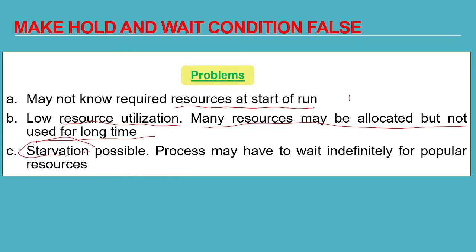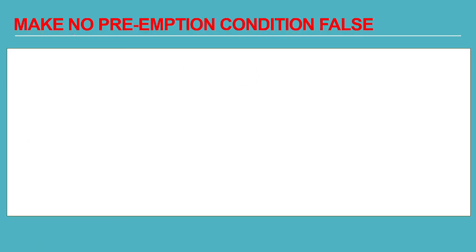Now what is the meaning of starvation? Processes will wait for a longer time to get the resource. Processes may have to wait indefinitely for a particular resource, so they go into starvation mode. Then the third condition is the no preemption condition. What is the meaning of no preemption?